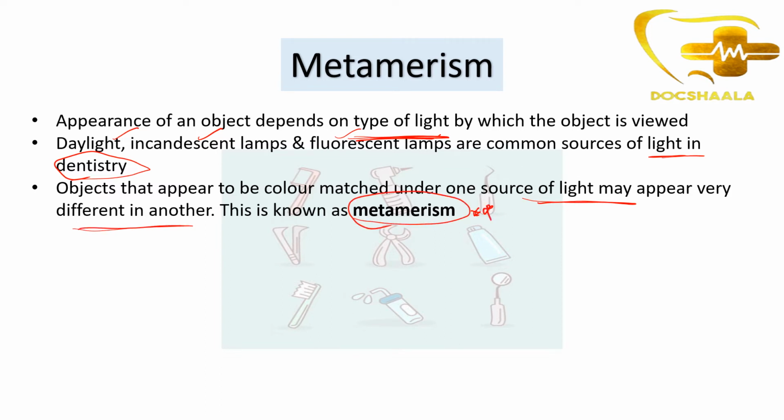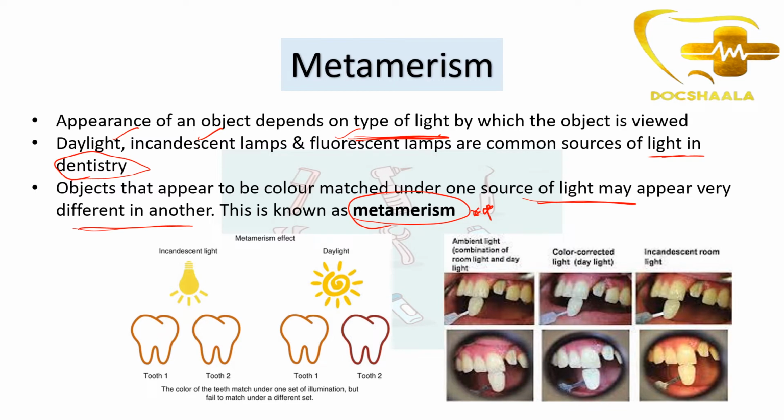When we match two objects of the same color in daylight, we see that they are the same, but when we see them under incandescent light or some other light, we might find some difference. That is called metamerism. Here you can see in this image the effect of metamerism. Tooth 1 and tooth 2, when viewed under incandescent light, appear to be the same color, but when we view the same teeth in daylight, one appears darker than the other. This is what metamerism means.